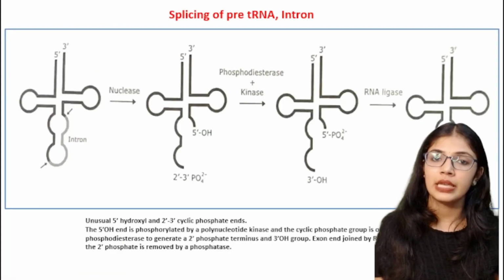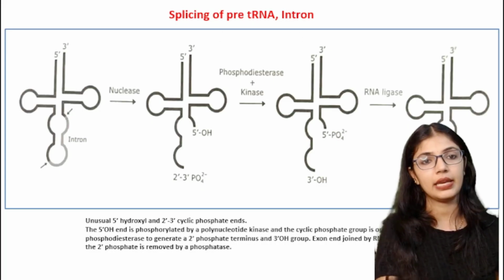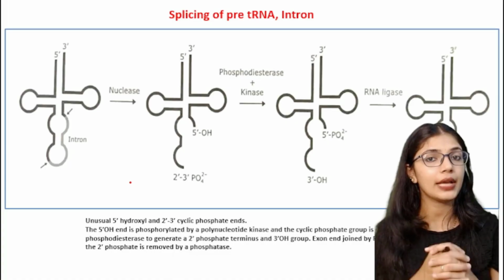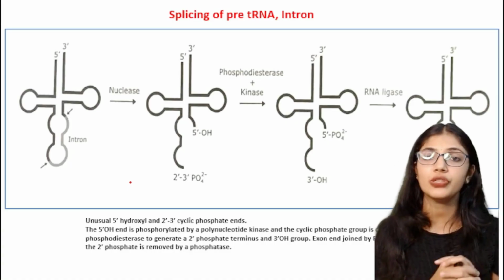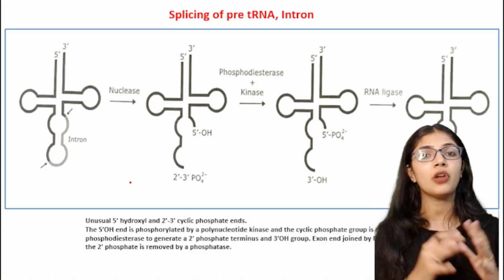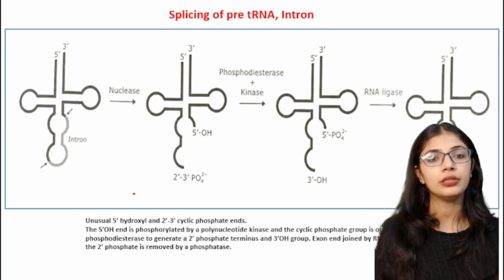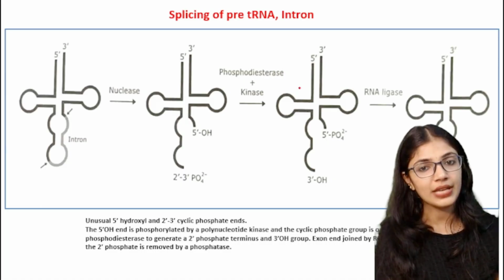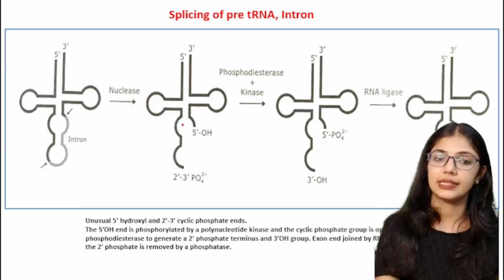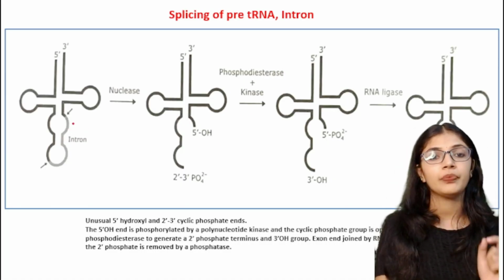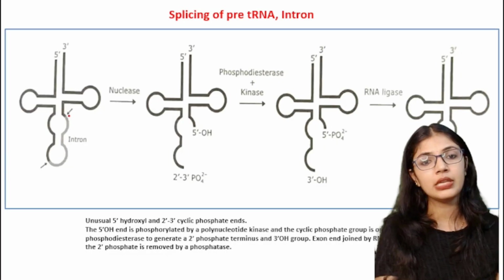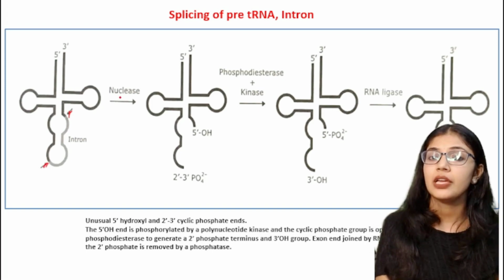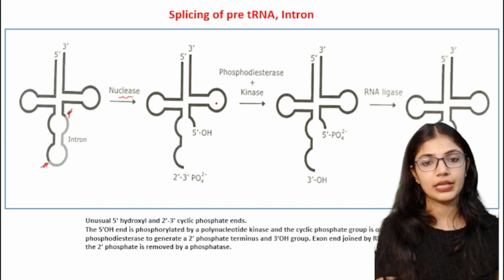So now let us see the splicing of pre-tRNA. There are exons as well as introns present in the RNA. The exons are the coding part. The introns need to be removed for the formation of a mature tRNA. For these steps it requires certain nucleases, phosphodiesterase, kinase as well as ligase. First, for the removal of the introns, they need to be cleaved, and they are cleaved by nucleases present in the nucleus.